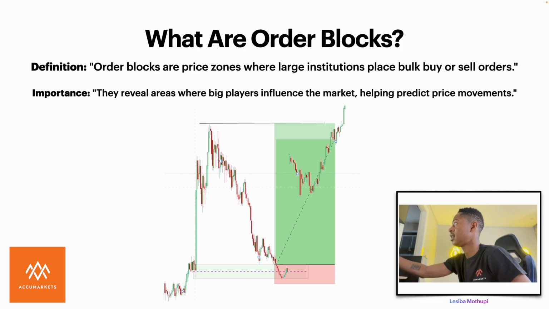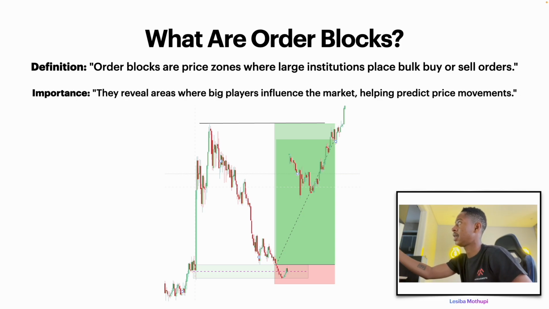Okay, so you can even see here's just a picture of how the order blocks work, because we're saying that they're price zones where large institutions place bulk buy or sell orders. So now you can see this is how a scenario happened: the order block presented itself, and then you can see price jumped upwards in that direction and hit take profit.